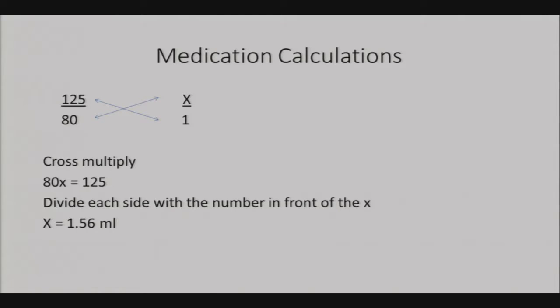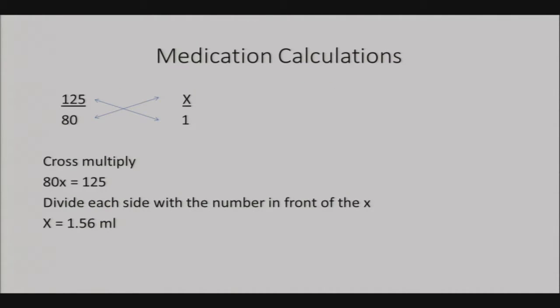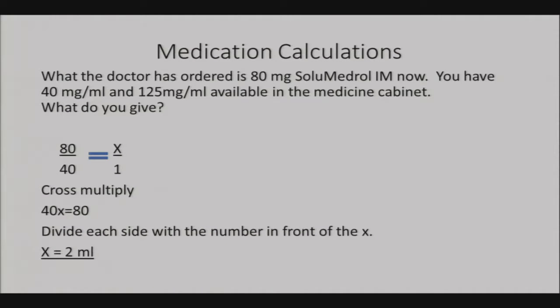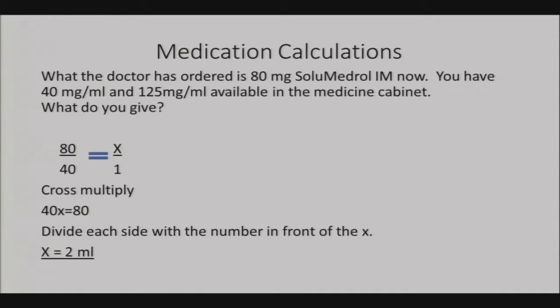All right. If we choose to use your 125 milligrams per milliliter, here is your 125 over 80, which is what your physician has ordered, right? Over x over 1. So we're going to cross multiply, and we have 80x equals 125. Divide each side by the 80, and you come up with x is equal to 1.56 milliliters. The difference between the two is that this Solu-Medrol is more concentrated than the other Solu-Medrol. So you're going to actually give less of that than you are of this one.